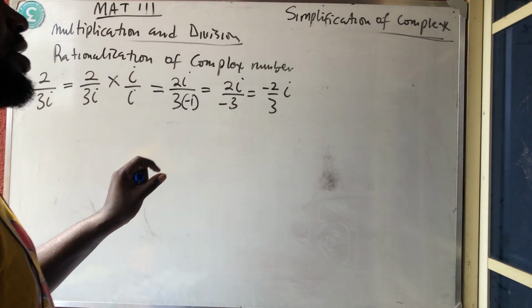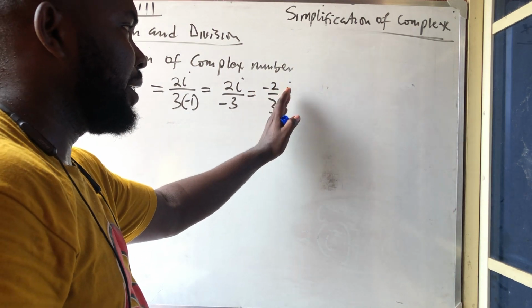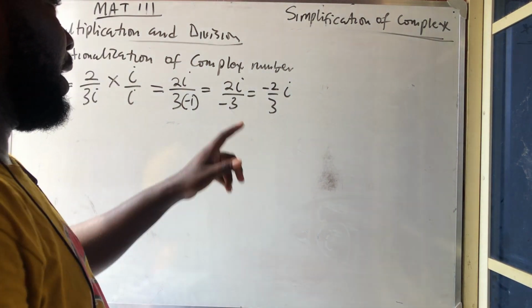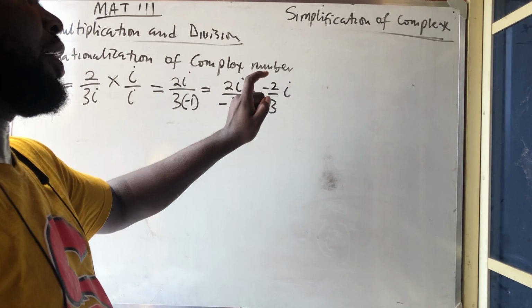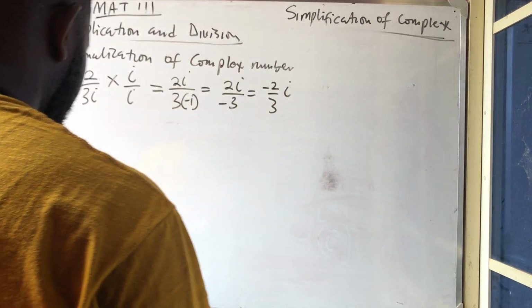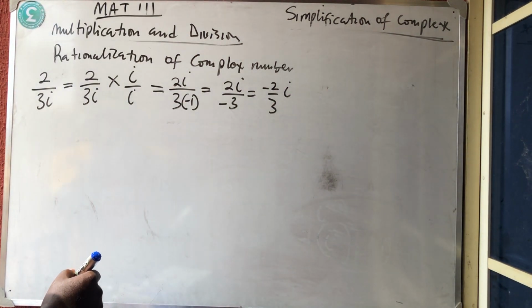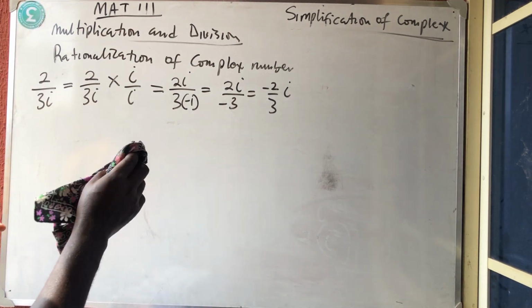Okay, you see the way I'm writing it? You write the constant outside, then write your i. We don't leave plus up. Plus minus is minus. That is why we write it this way. Okay, so that is how to rationalize.